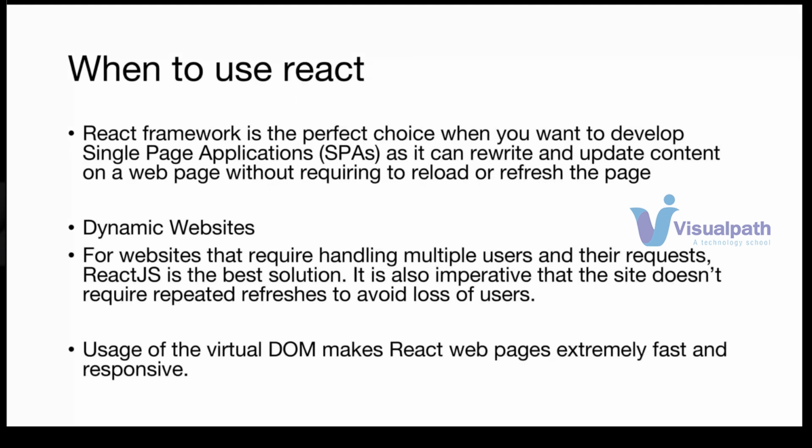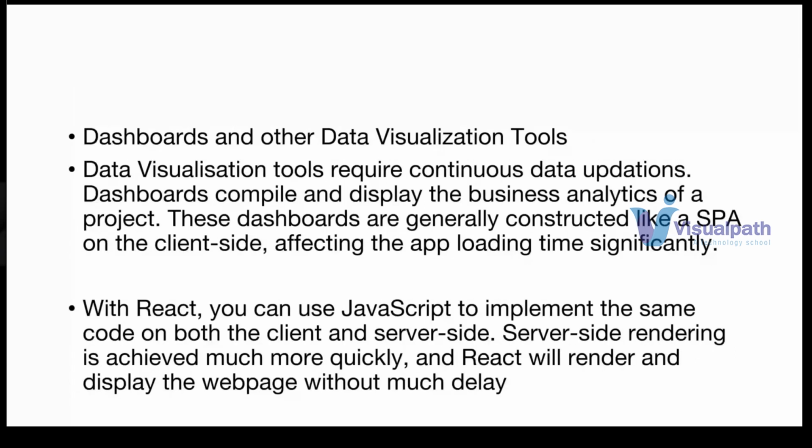You can just visualize the election exit poll results, where every second the graph and the figures keep changing. They are not refreshing the page, but it automatically updates the content. That is what a dynamic website is. When multiple user requests come, React is the best solution. Also data dashboards and data visualization tools, where you have all the graphs and other things. In such cases, we use React.